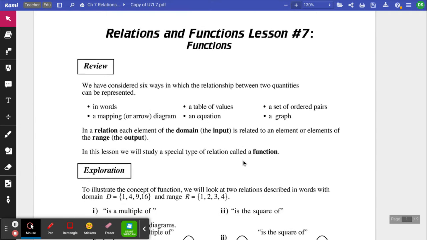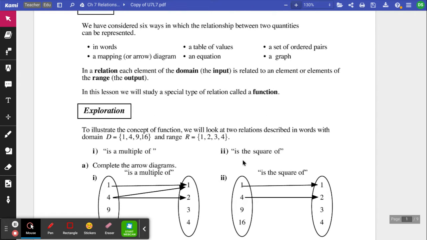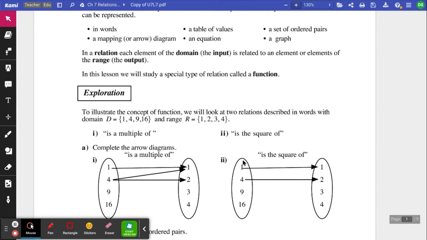In a relation, each element of the domain, in other words, the input, what else goes with input? X, independent, horizontal axis. In a relation, each element of the domain or the input or the x's is related to an element or elements of the range, which is the output. We put something in and we get something out.